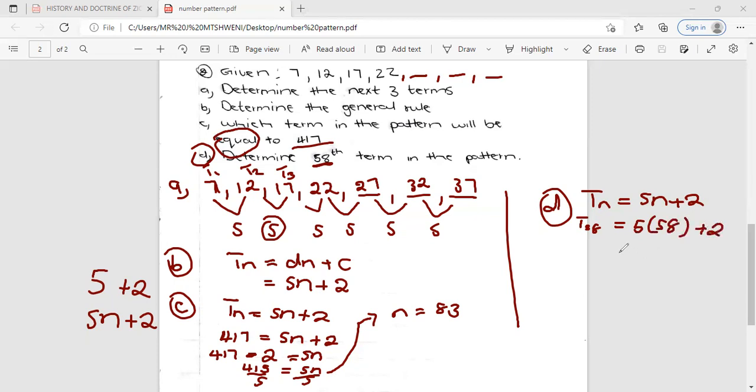5 times 58 plus 2. What is 5 times 58? You get 290 plus 2. This will be 292. In other words, when you reach term number 58, you will get 292.